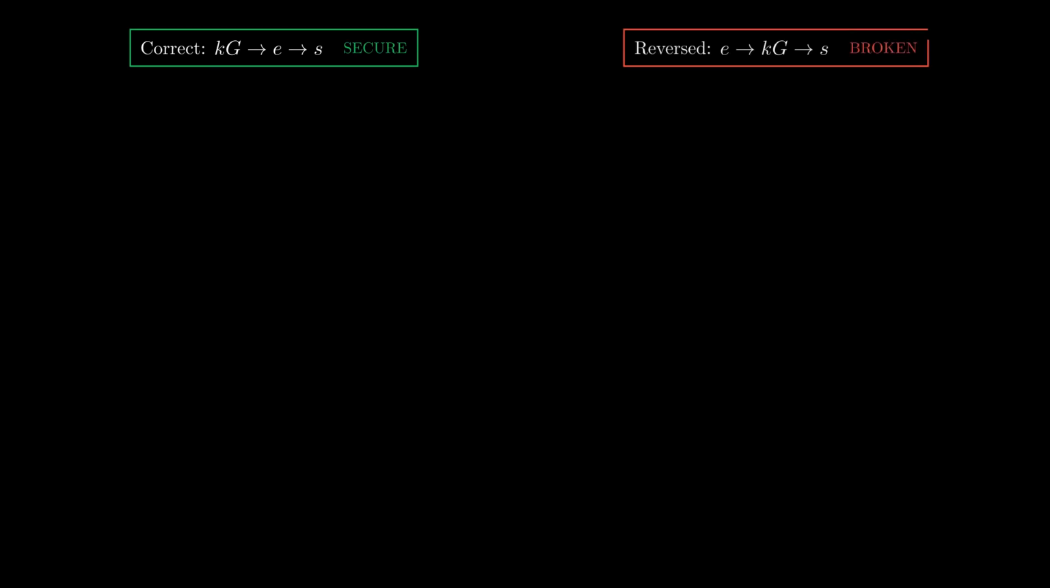The order of these messages is not cosmetic. It is load-bearing. Imagine reversing it. Bob sends the challenge e first, then Alice commits. An attacker who does not know x can now forge a proof trivially.